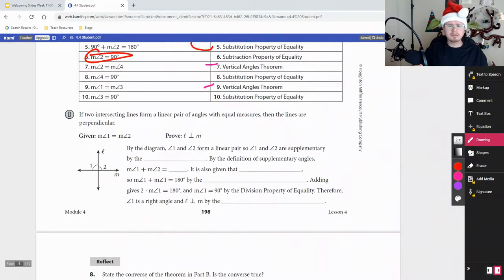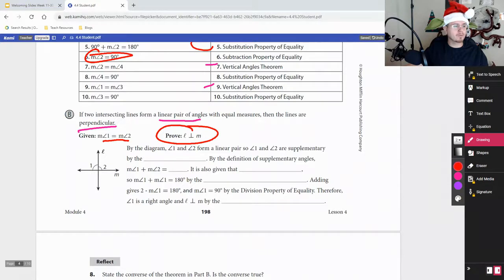All right, let's take a look at B. If two intersecting lines form a linear pair of angles with equal measures, then the lines are perpendicular. If, then, if P, then Q. So that's what we're looking at. Make sure we are taking a look. So given, first, the measure of angle 1 is equal to the measure of angle 2. Prove this: line L is perpendicular to M.